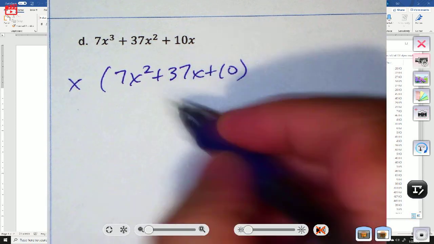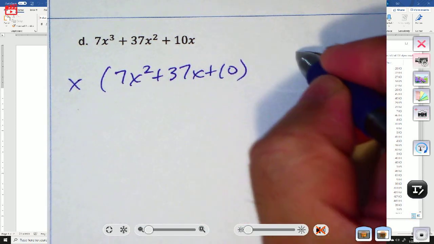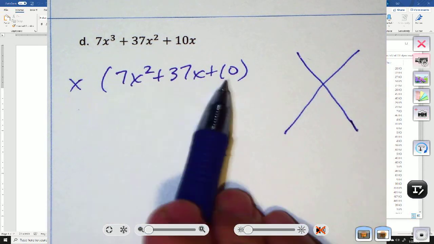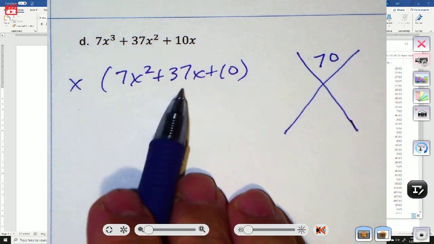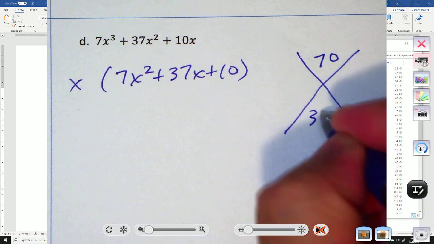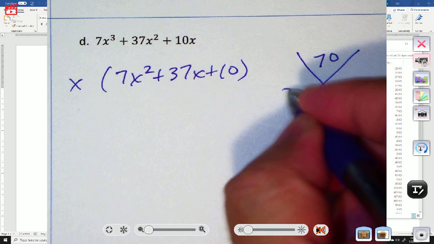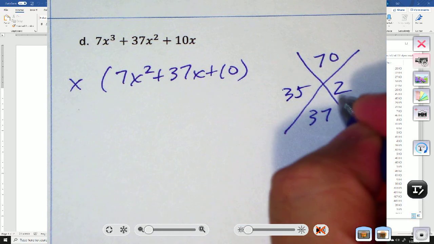So that's one of those Lizzie method problems. It's a trinomial with a leading coefficient. So you do 7 times 10 is 70. And you want the middle number, 37. What are the factors of 70 that combine and make 37? Well, 35 times 2, right? 35 times 2 is 70. 35 plus 2 is 37.